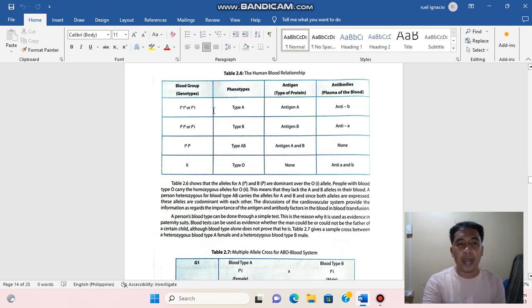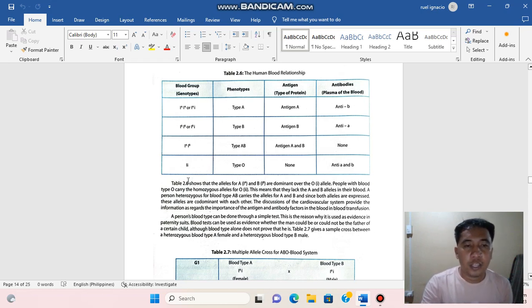If type B naman, you have the genotypes of B dominant, B, and BO, or the recessive. The B, B, and BO. Type B, your antibody is anti-A. While your AB is also an example of what we call co-dominance, type AB, and your type O is recessive.